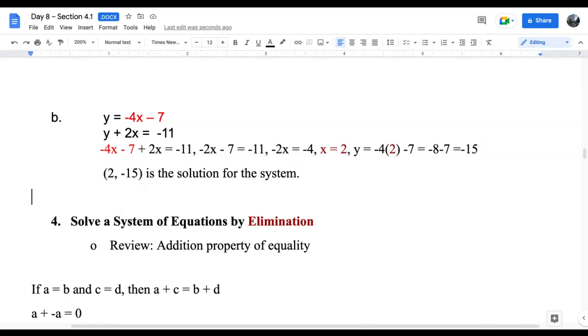Anyone has any questions? Okay, that's called the substitution method. In the substitution method, we want to solve for one variable. In those two examples, y is solved. Solved means it's all by itself, and it's 1y. Sometimes we can solve for x, 1x. Then we substitute its value.